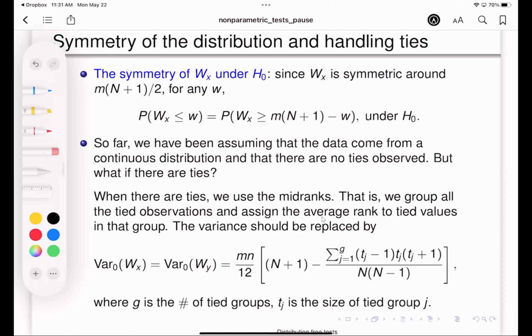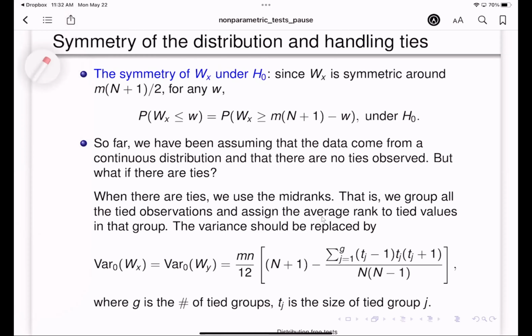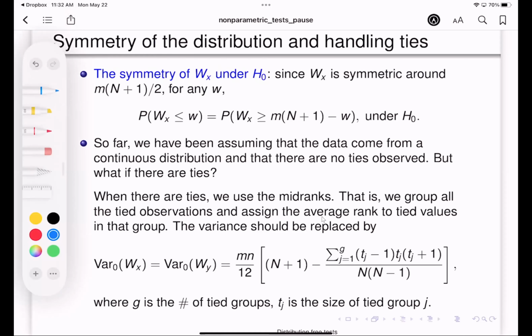So suppose, for example, in one group there are 3 tied ranks. Then this T1 is counting how many of them are identical. So T1 equals 3. Consider the different groups of tied values. We simply use this T sub j to record how many of them are identical in value. And this variance would need to be adjusted based on this number of tied values. This part.